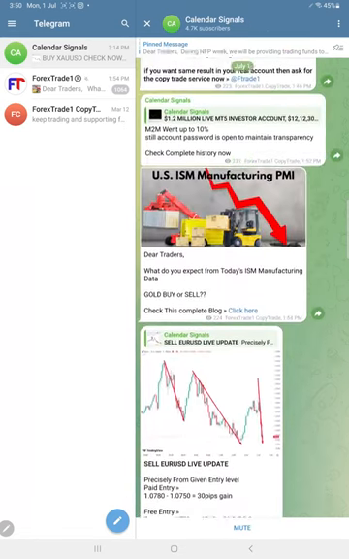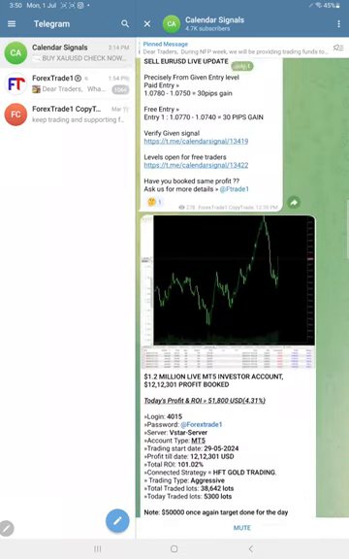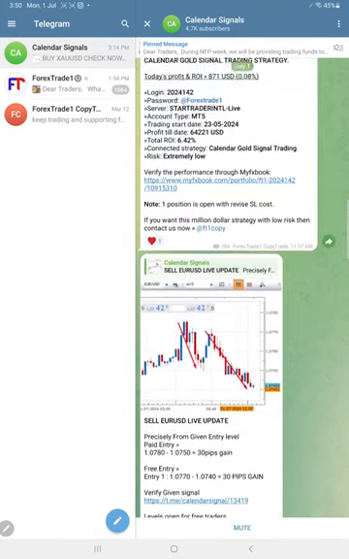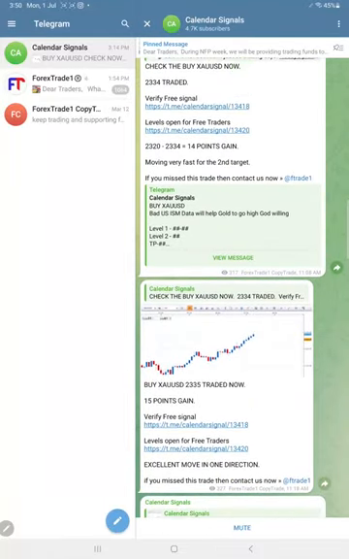And Euro USD also made good profit today, total 90 pips gain. And both signals performed and made good profit today for our free followers, and also very good profit for our paid clients as well.